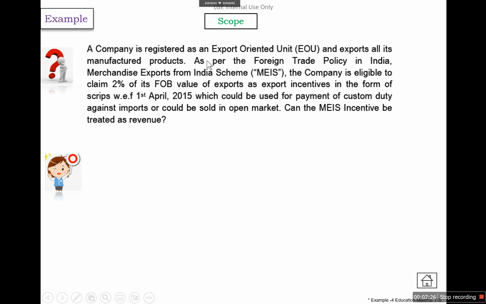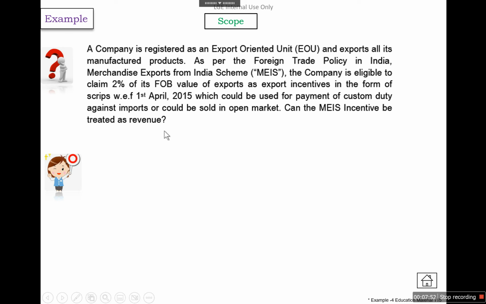A company is registered as an EOU and exports all its manufactured products. As per the foreign trade policy in India, under MEIS, the company is eligible to claim 2% of the FOB value of export as export incentive in the form of scrips, which could be used for payment of customs duty against imports or could be sold in the open market. Can the MEIS incentive be treated as revenue?